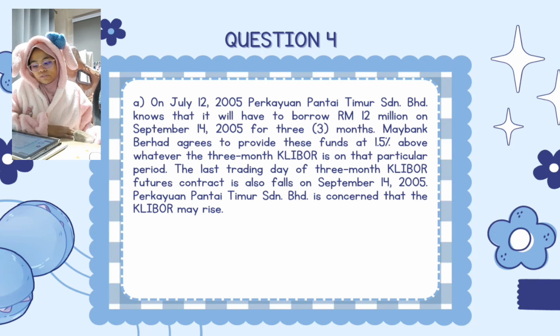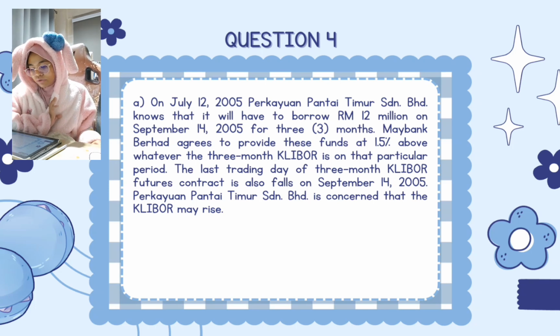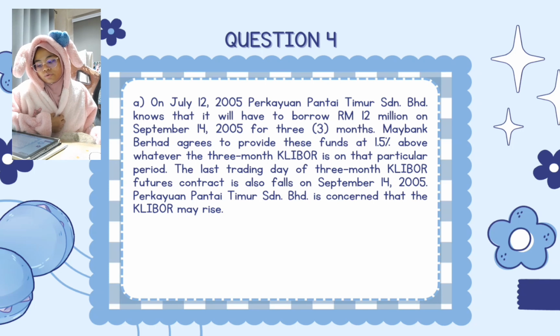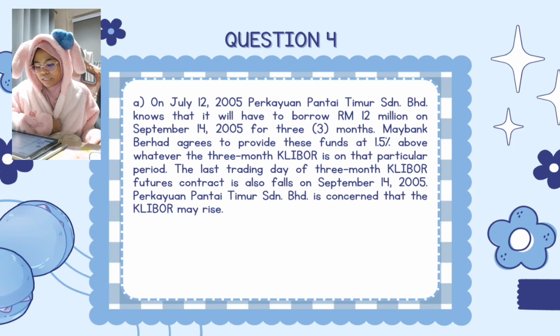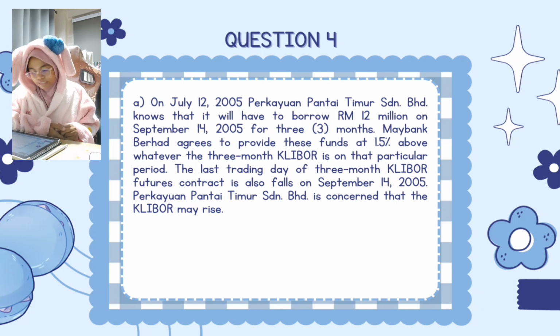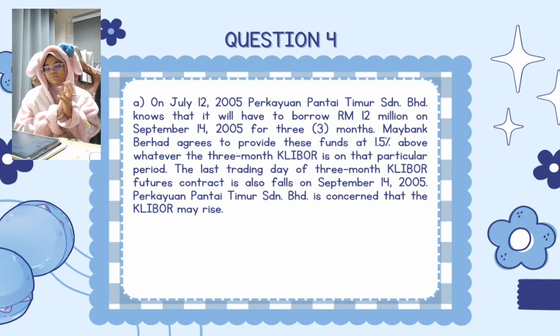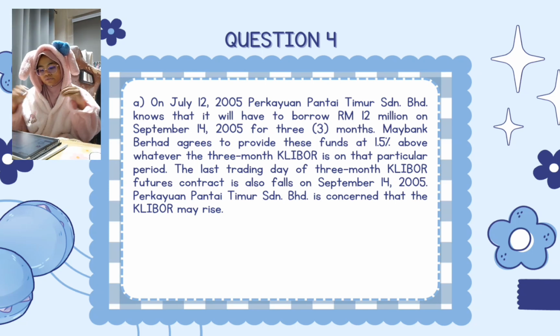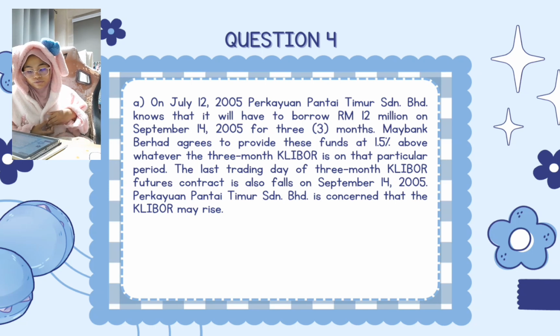On July 12, 2005, Perkayuan Pantai Timur Sdn Bhd knows that it will have to borrow 12 million ringgit on September 14, 2005 for 3 months. Bank Berhad agrees to provide these funds at 1.5% above whatever the 3-month CLIBOR is on that particular period. The last trading day of the 3-month CLIBOR futures contract also falls on September 14, 2005. The firm is concerned that the CLIBOR may rise.